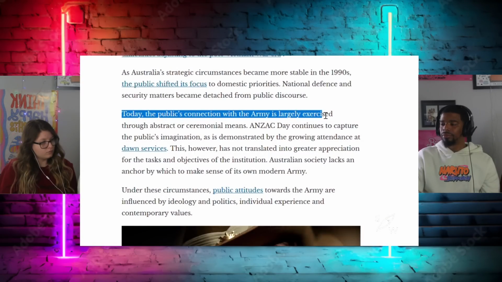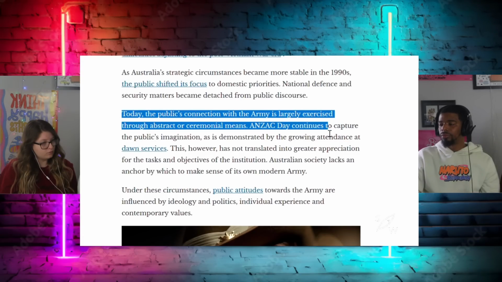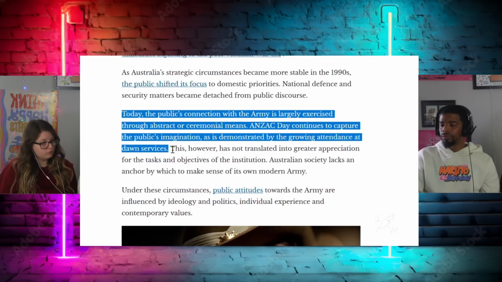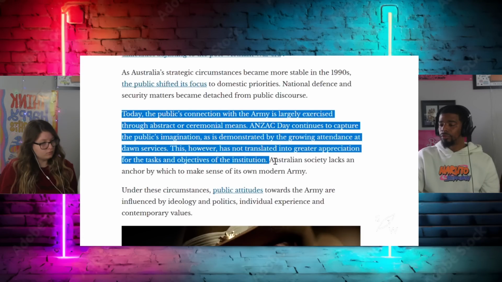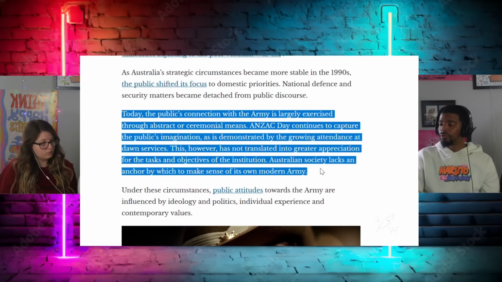I wouldn't say that people don't support the military, but I wouldn't say that the support looks the same as American support. Here, again, it's just not that overt. Today, the public's connection with the army is largely exercised through abstract or ceremonial means. Anzac Day continues to capture the public's imagination, as is demonstrated by the growing attendance at dawn services. This, however, has not translated into greater appreciation for the tasks and objectives of the institution. Australian society lacks an anchor by which to make sense of its own modern army.